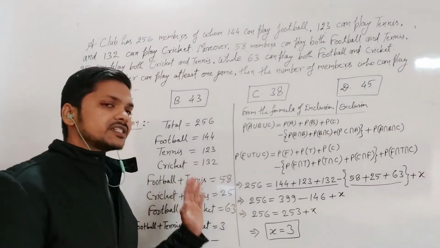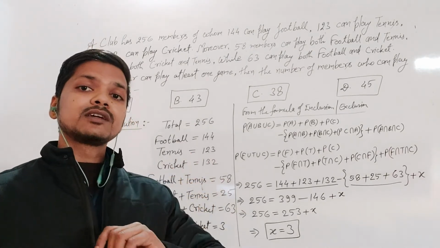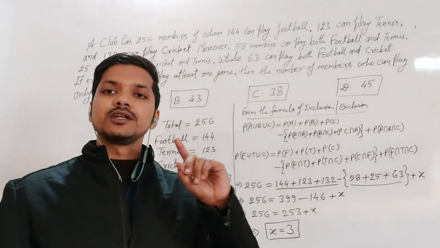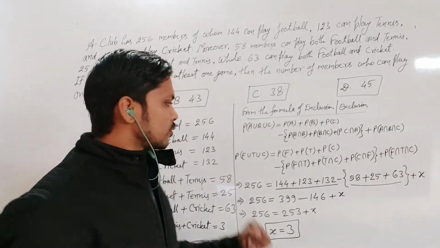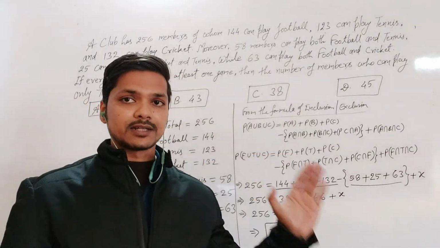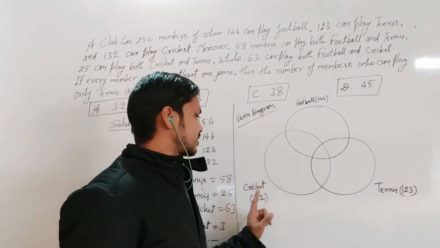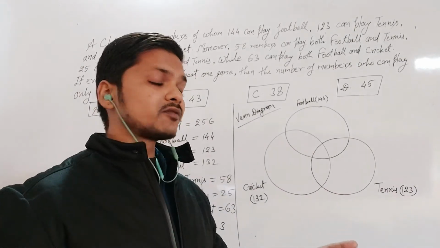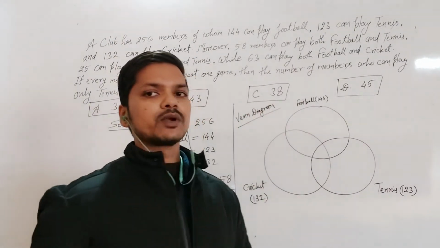Now according to these data we should have to make Venn diagram that will be clearly defined for the number of players who are playing only tennis, who are playing only cricket and who are playing only football. So we are going to make here a Venn diagram. So here I have made Venn diagram where I have written 3 games like cricket, football and tennis, and the total number of players who can play cricket, football and tennis I have written like 132, 144 and 123.